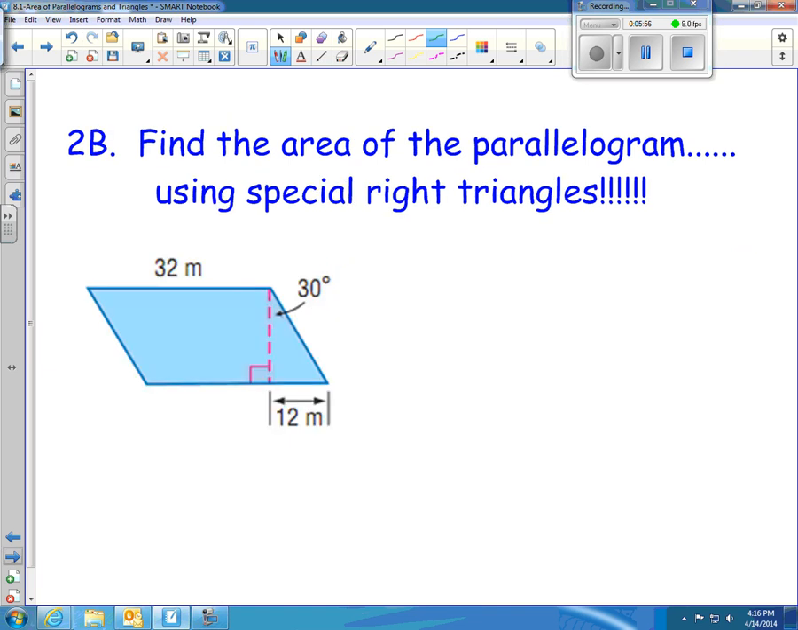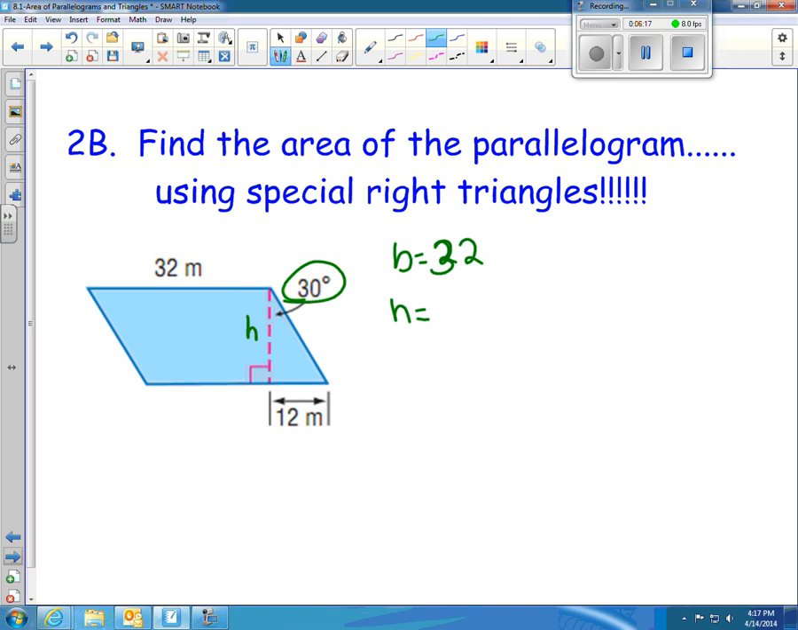All right, so 2b asks us to again find the area. We're going to use special right triangles. Notice this time it is a 30 degrees. So it's a 30, 60, 90, and we need to find our height. We have our base of 32. We just need to find our height.